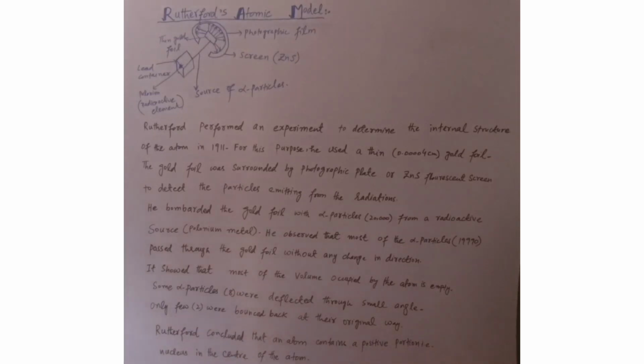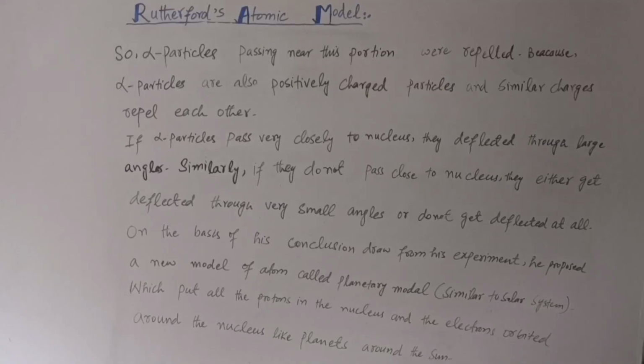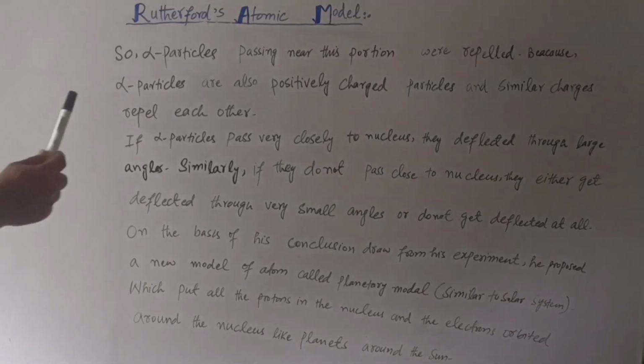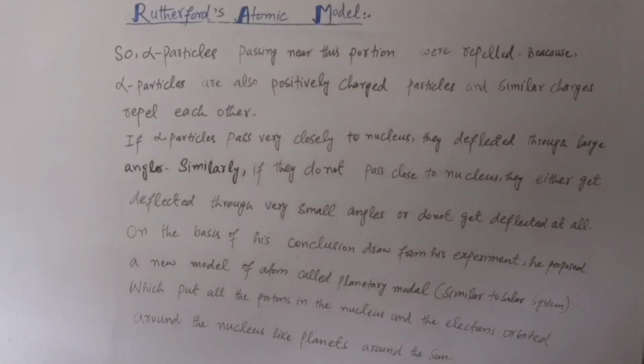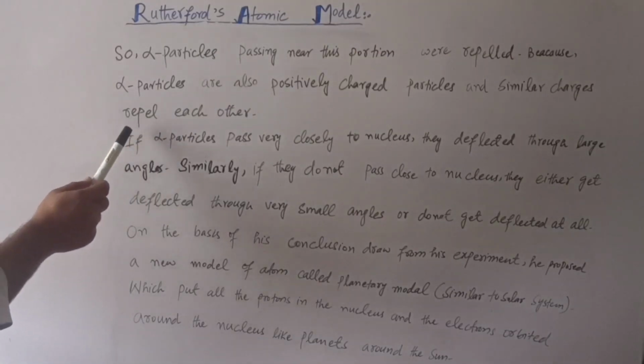From these particles, Rutherford concluded that there is a positive portion, which he called the center of the atom, that is the nucleus. So alpha particles passing near this portion were repelled because alpha particles are also positively charged particles, and similar charges repel each other.